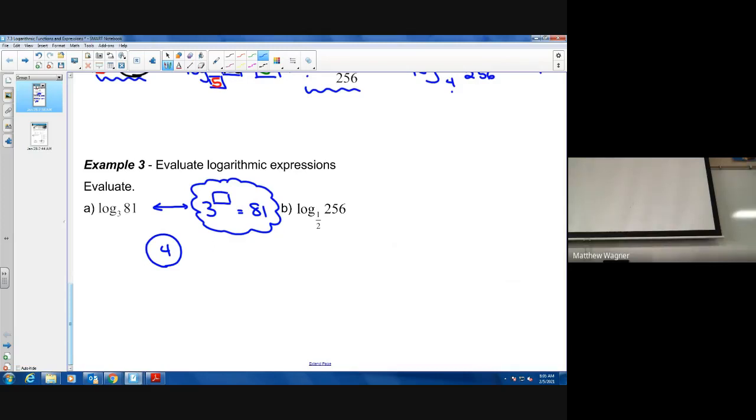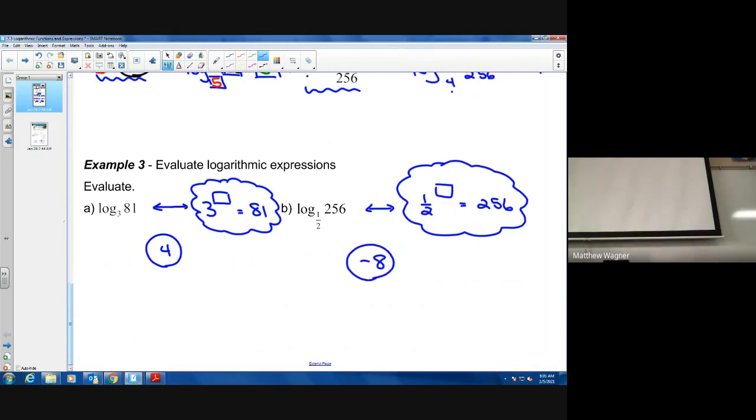Right? The next problem here, again, if we can't think in logarithmic form, we can write it in exponential form. So I'm thinking 1/2 to what power is 256? Well, I know that 2 to the 6th is 64, 2 to the 7th is 128, 2 to the 8th is 256. But since I flipped it, my power would have to be negative. All right? And that's how we evaluate logs. You can either think in log form or exponential form.